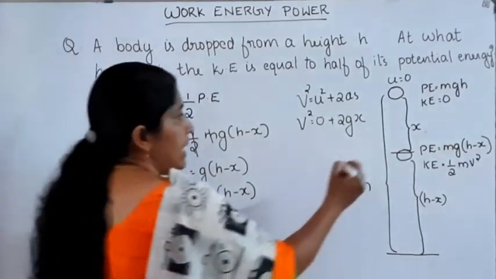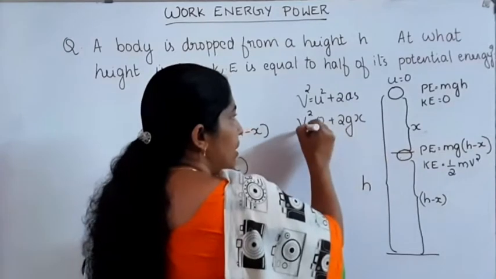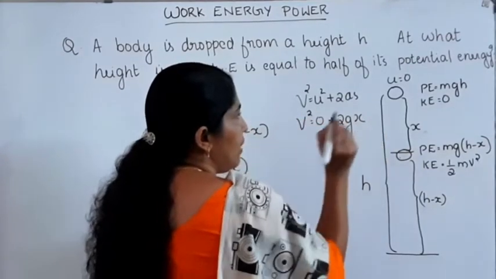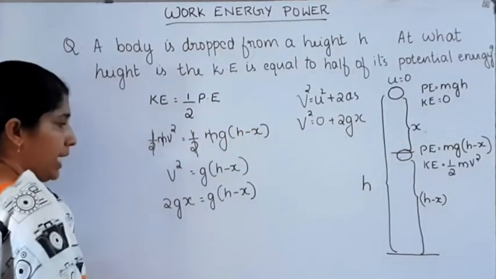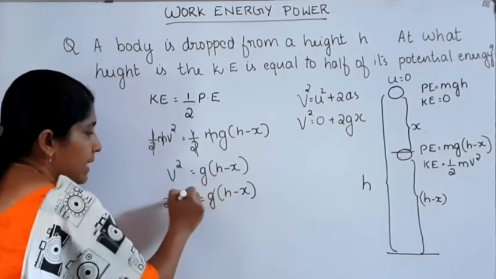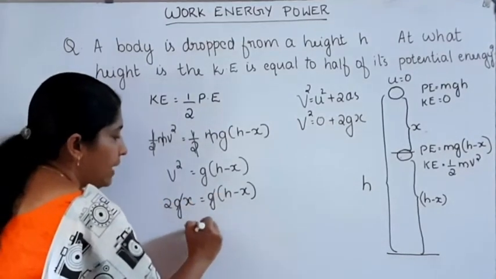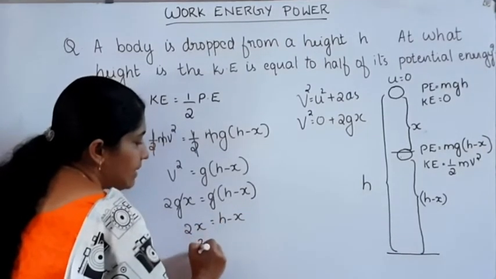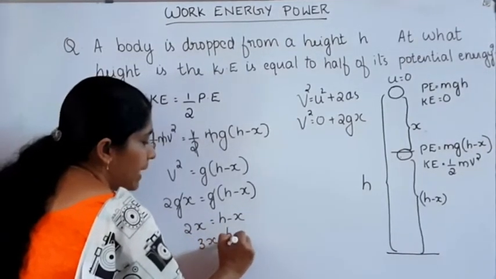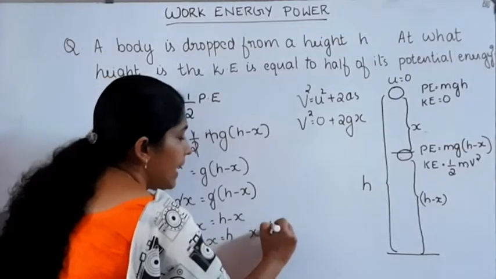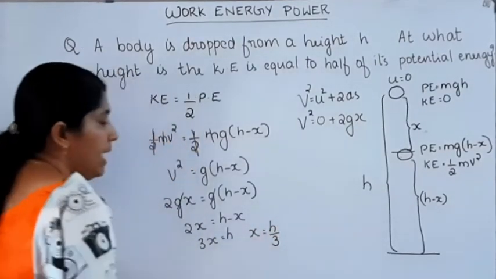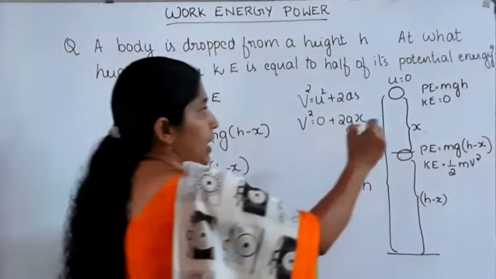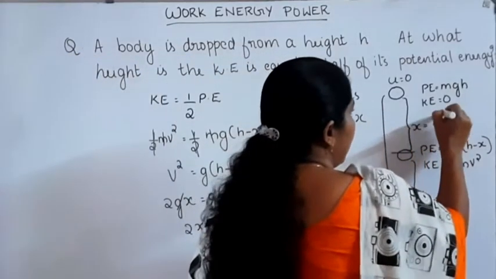Okay, v is the velocity here. Velocity v, or v square, is equal to 2g into x. Okay, g gets cancelled. Then 2x equal to h minus x. Then 3x is equal to h. Then x is equal to h by 3. Okay, x is equal to h by 3.